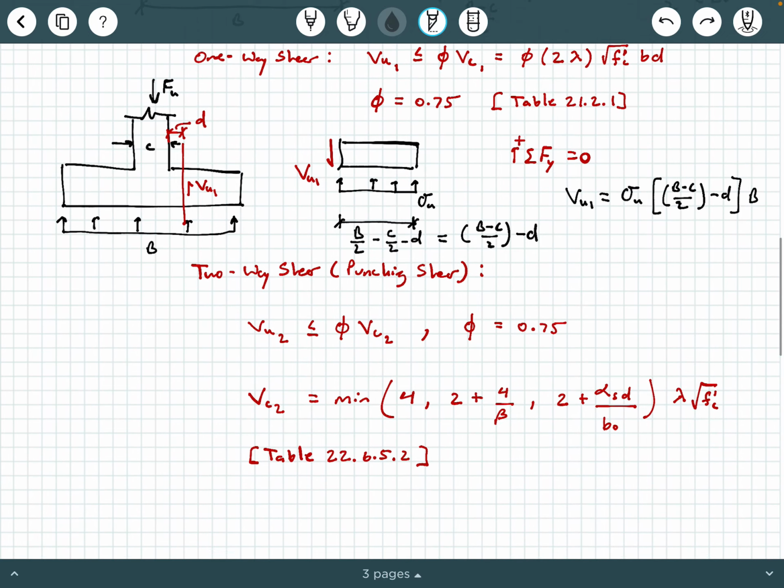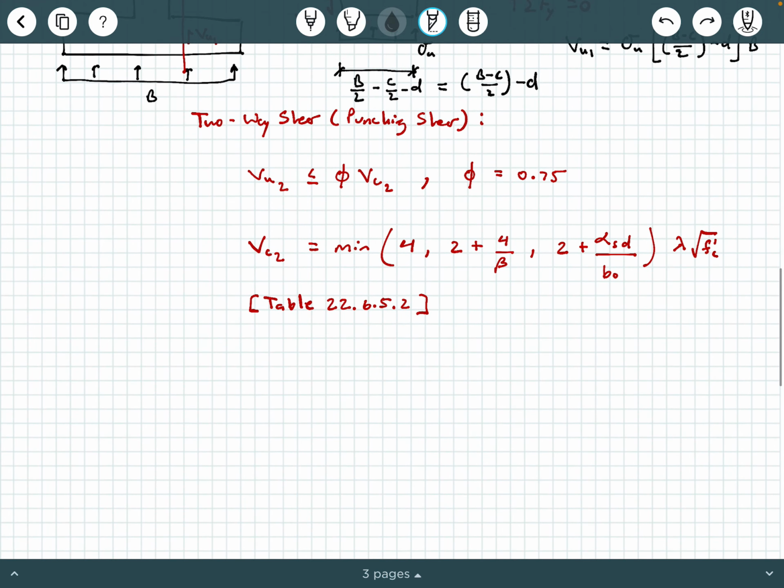All right, let's look at the next limit state, two-way shear. We sometimes call two-way shear punching shear. Now, for punching shear, we say Vu2 must be less than or equal to phi Vc2. Phi is still 0.75 like it was before. Now, Vc2 is going to be the minimum of these three terms, either 4, or 2 plus 4 over beta, or 2 plus alpha s d over b naught, all times lambda square root of f prime c.